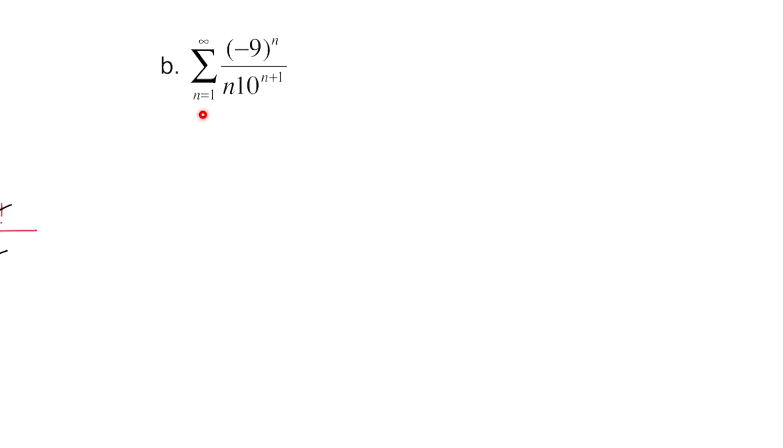For part B, we have the series negative 9 to the n, all divided by n times 10 to the n plus 1. So we're going to set up the root test. We're going to take the limit as n goes to infinity of the nth root of the absolute value of this expression. Before I plug this expression in, I want to rewrite something real quick.